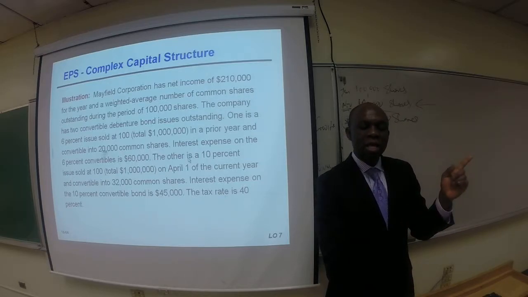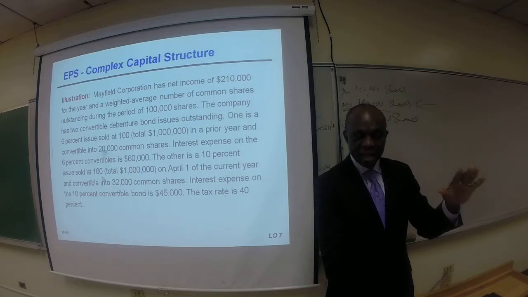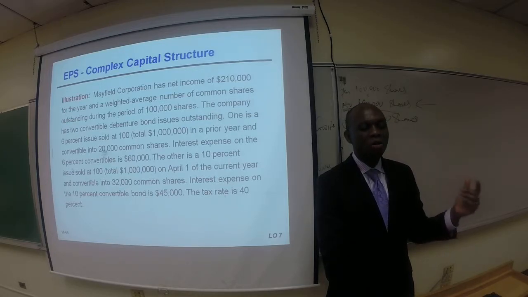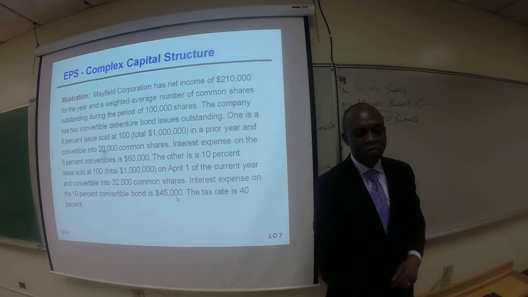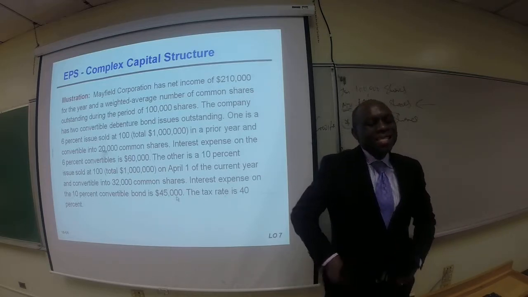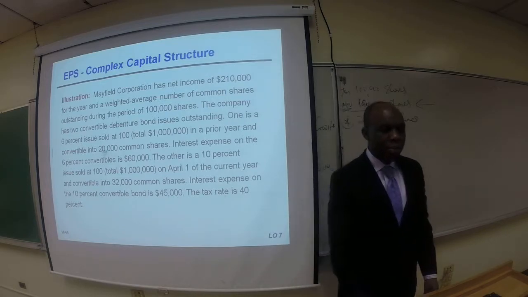Interest expense on the 6% convertibles is $60,000. The other is a 10% issue sold at 100, again at par, total $1 million on April 1st of the current year and convertible into 32,000 common shares. Interest expense on the 10% convertible bond is $45,000. The tax rate is 40%.